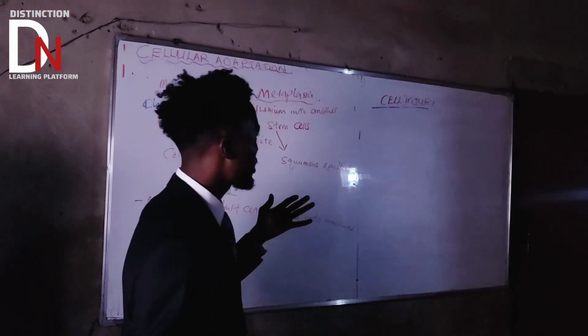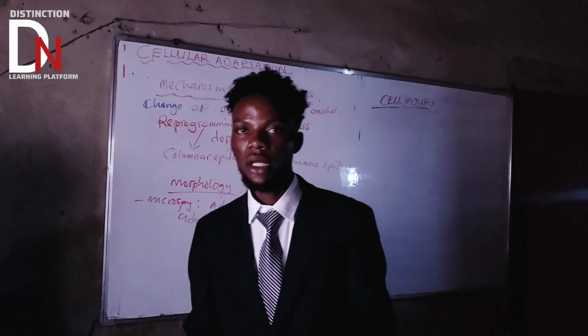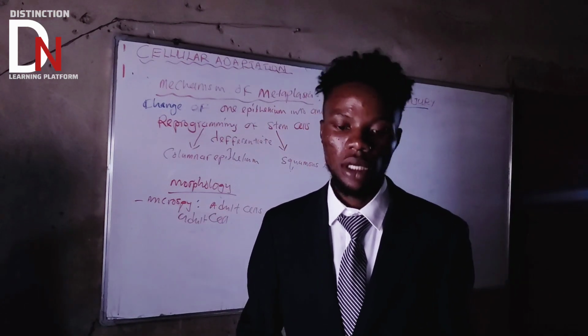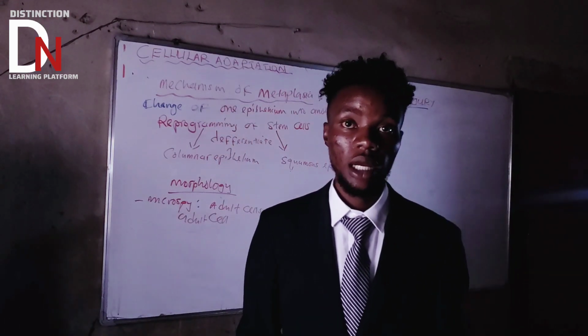And in the next session, we'll talk about cell injury, the causes of cell injury, reversible and irreversible cell injury, the types of cell death, necrosis, and also apoptosis.